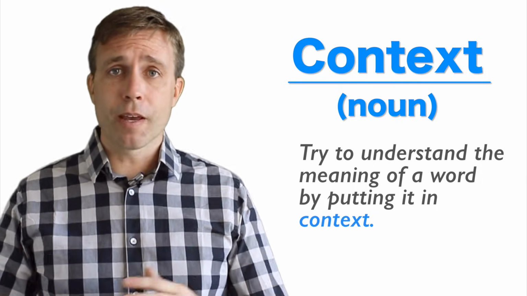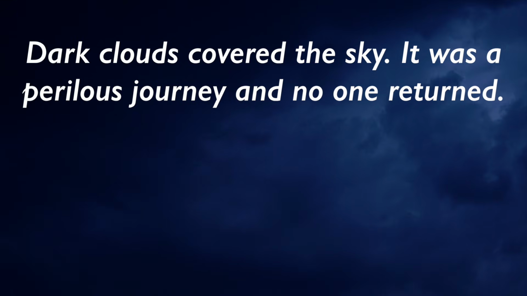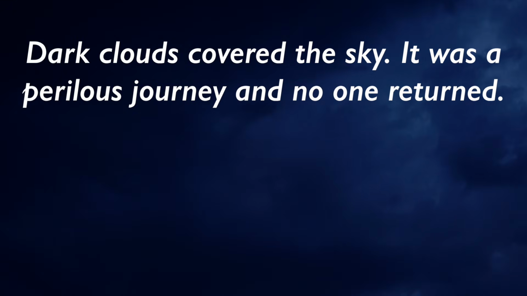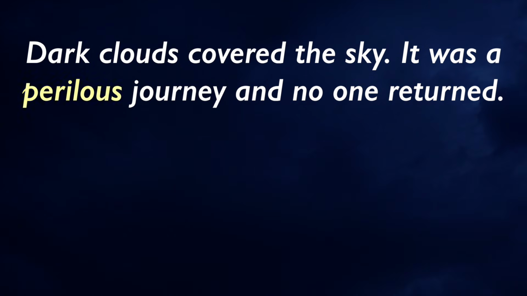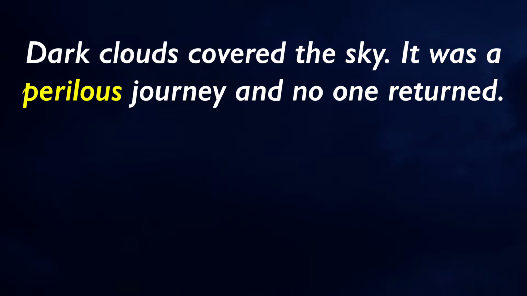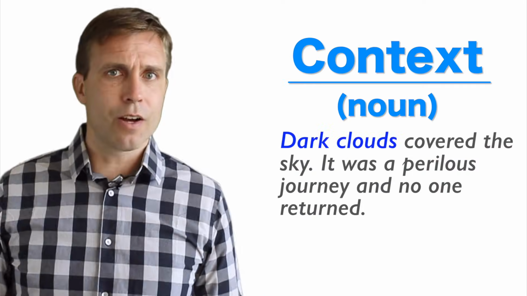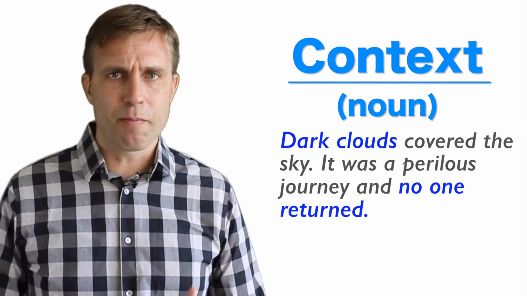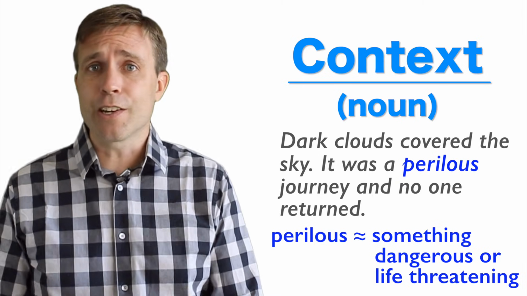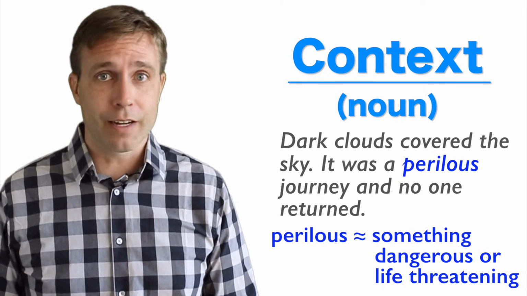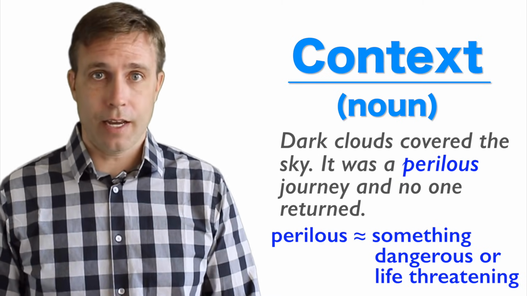So for example, maybe we have a passage that reads, dark clouds covered the sky, it was a perilous journey and no one returned. Well, if I don't know what the word perilous means, I can put it in context. Dark clouds, no one returned, well, these are bad things, so maybe perilous means something that is dangerous or even life-threatening. We can put it in context.